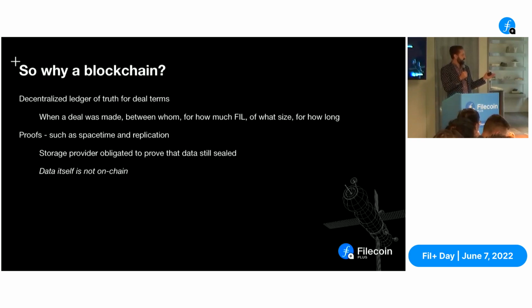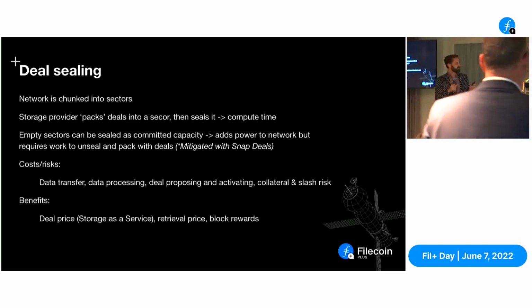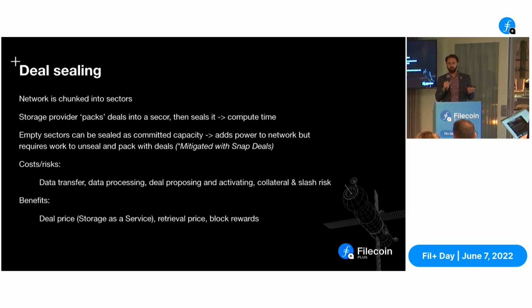Why do it on a blockchain as well is so that we can have these proofs. Some examples are space-time and replication. These are ways for us to say the storage provider can prove that they still have the data and that it has not changed. If you are a client and you care about, I am making this data available, I'm putting it on the network, is it still there? Has anyone edited it? We have a blockchain to prove. The data itself is not on chain. This is an interesting thing to call out. Some people forget that. Data is not on the chain itself, which leads to some costs of how do you actually seal the deals?